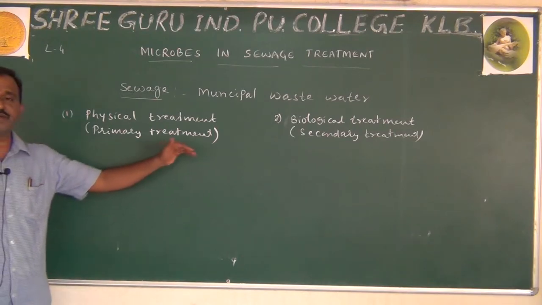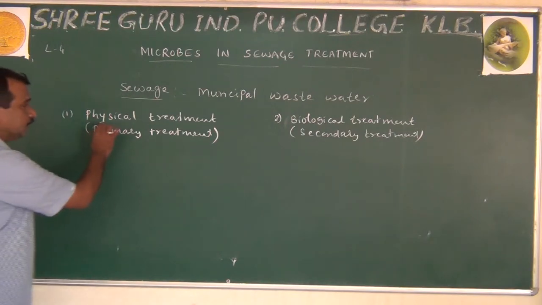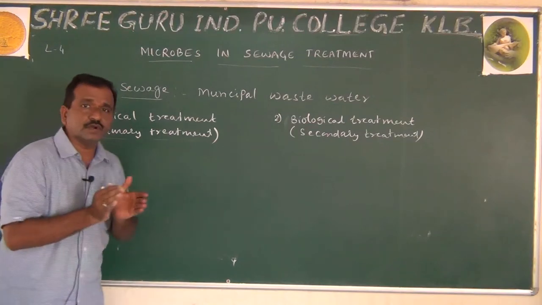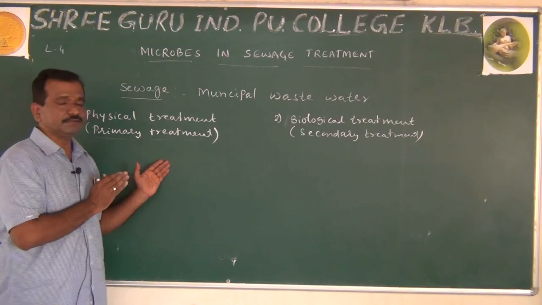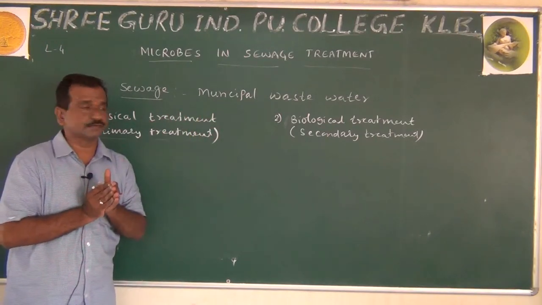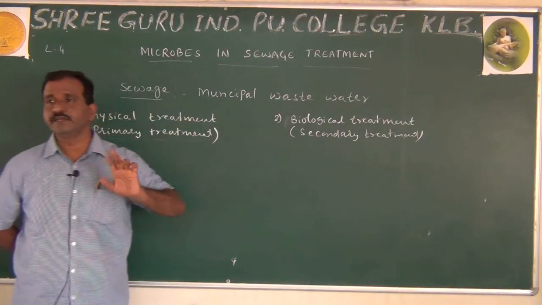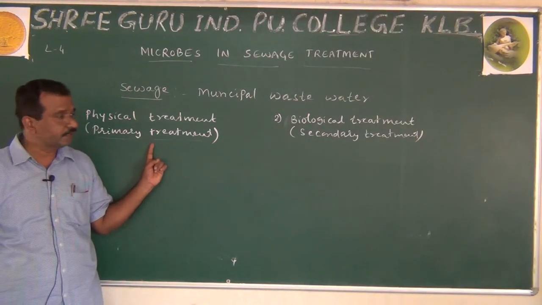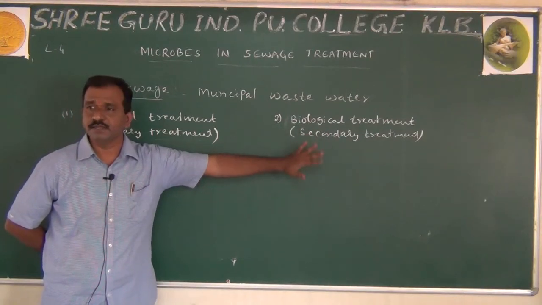How is the physical treatment supposed to take place? It is very simple. We have to treat the sewage water mechanically. Biological treatment or secondary treatment means here microbial activity begins. In mechanical filtration, it is our treatment which takes place, whereas here microbial activity is supposed to take place.